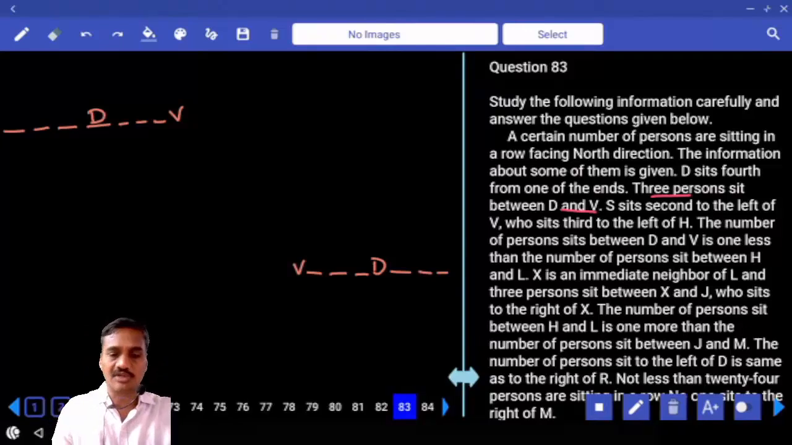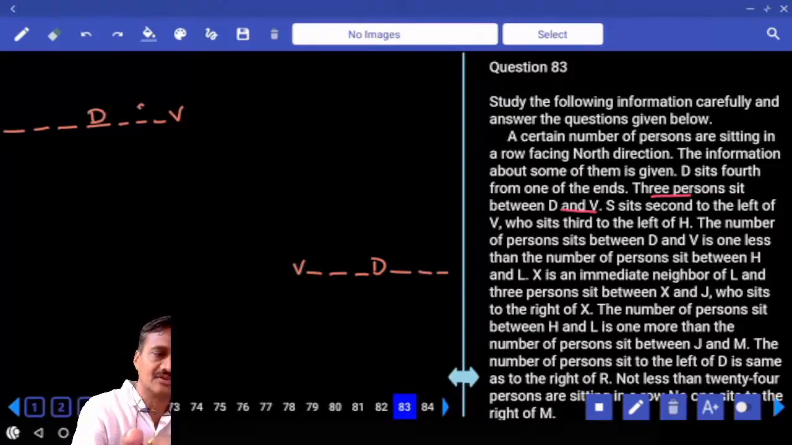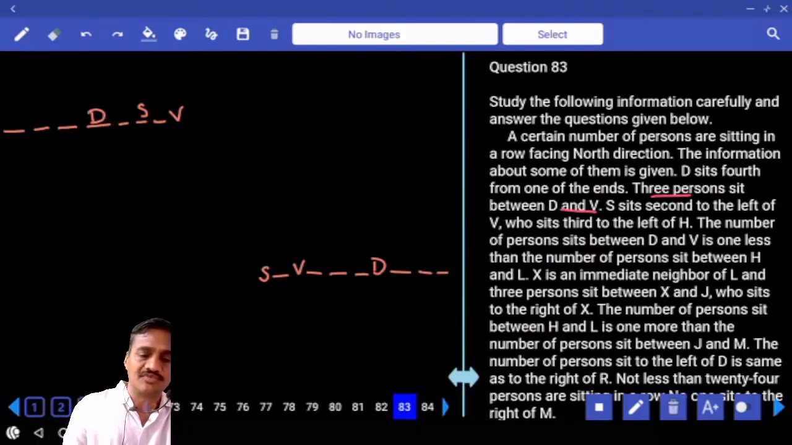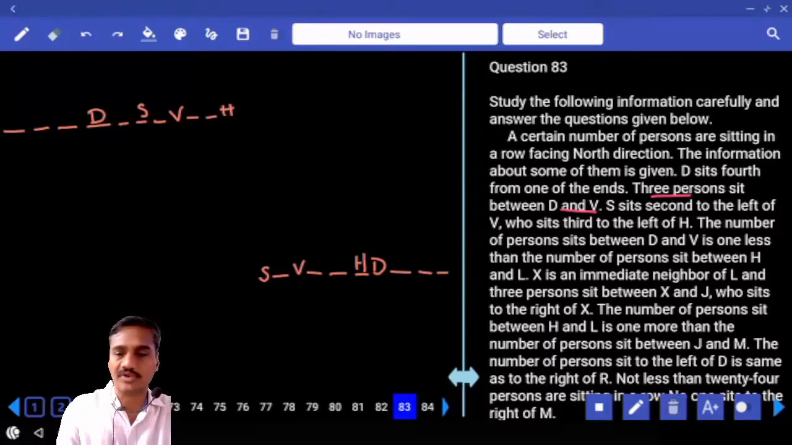S sits second to the left of V. Between S and V, there is exactly 1. And V sits third to the left of H. V is third to the left of H, and H is here.